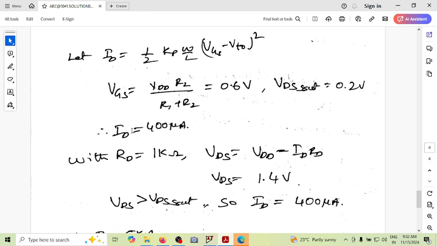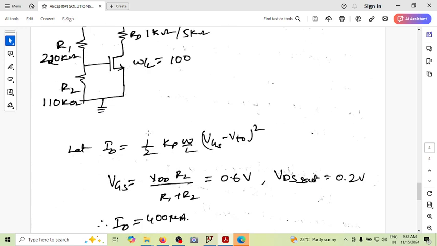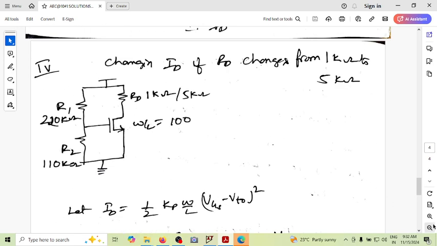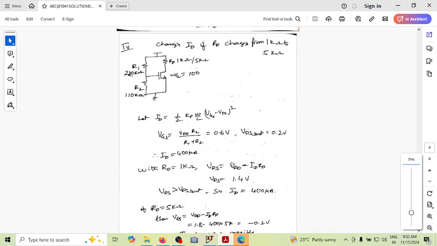So with ID as 400 microampere flowing through this MOSFET, there is a 400 millivolt drop. So 1.8 minus 0.4 is 1.4 volt. So VDS is this much, but VDS sat is hardly 200 millivolt. So VDS is greater than VDS sat, so ID is equal to 400 microampere, that is ID sat.